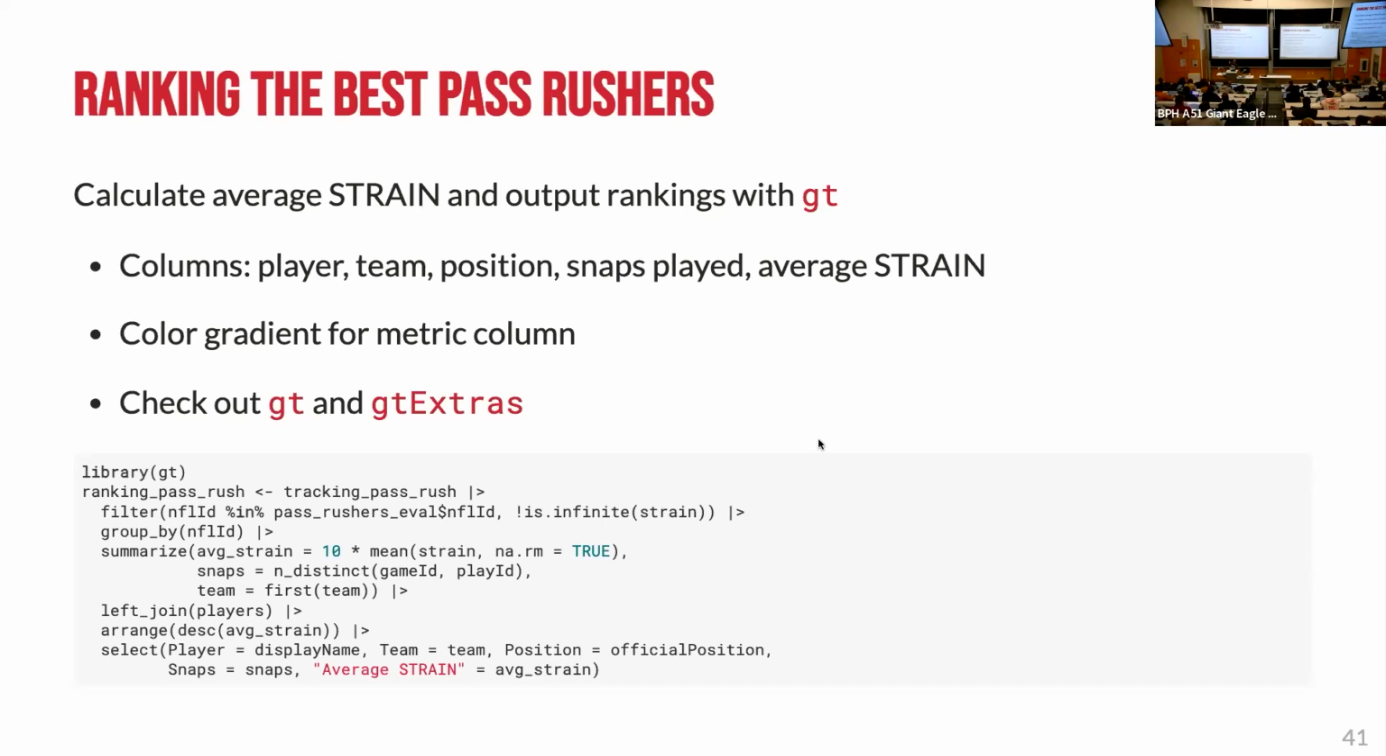Okay, so now, again, we can just simply aggregate the average strain with this code right here, and then we can just arrange the players by descending order of the average strain and rename all of these columns right here: player, team, position, snaps played, and average strain.